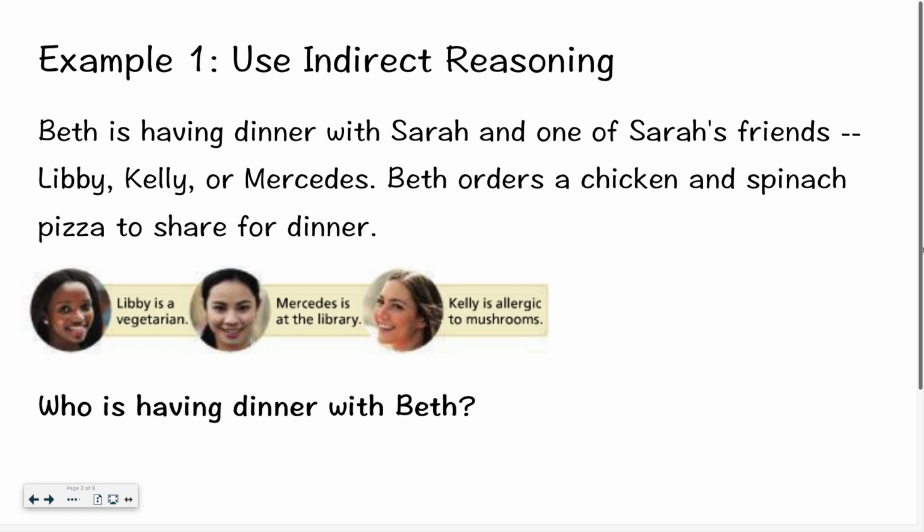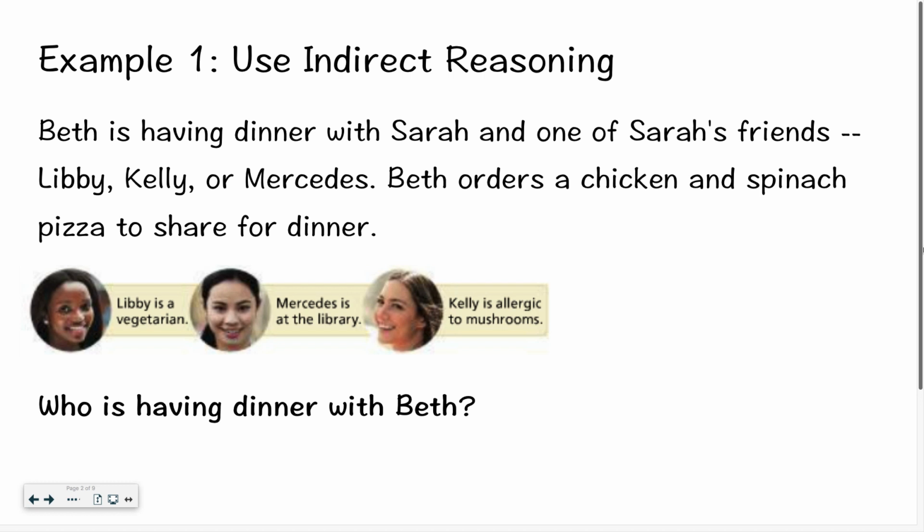Okay, so Beth is having dinner with Sarah and one of Sarah's friends, Libby, Kelly, or Mercedes. Beth orders a chicken and spinach pizza to share for dinner. Who is having dinner with Beth? Okay, and then it gives us 3 pictures and descriptions of Libby, Kelly, and Mercedes, and information about each of them.